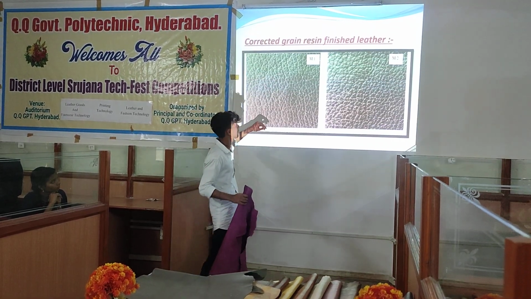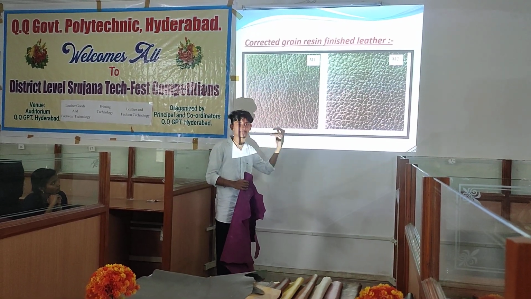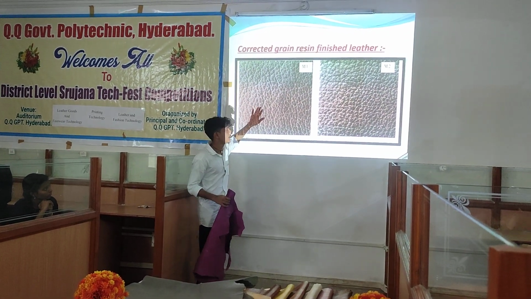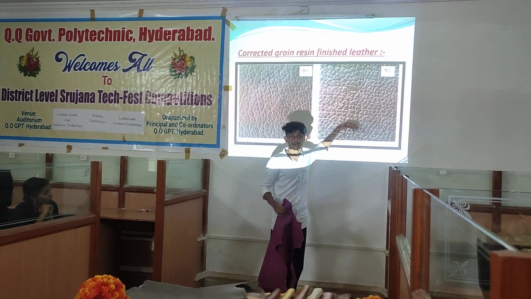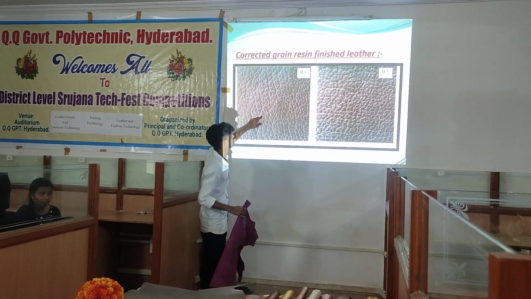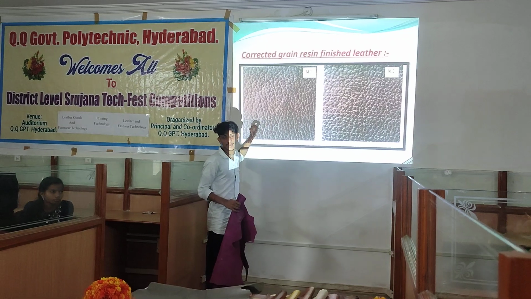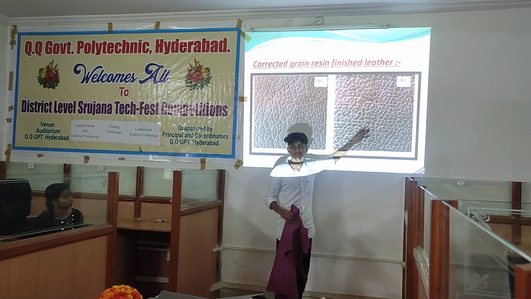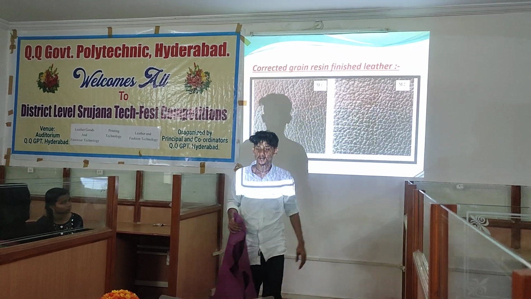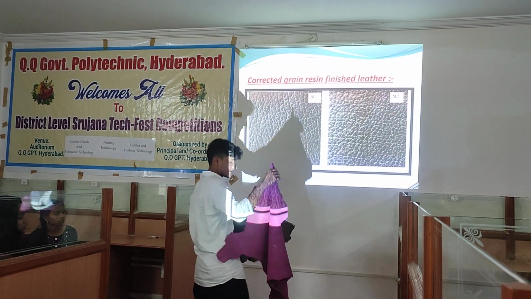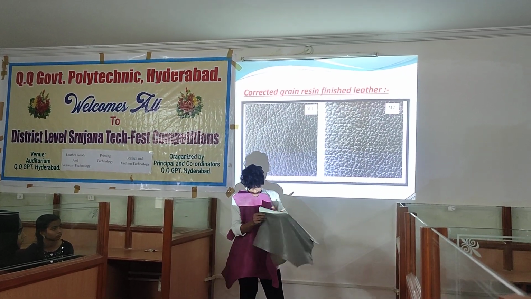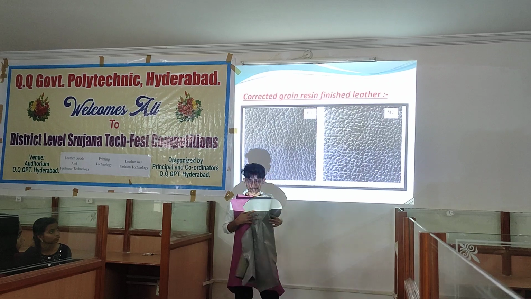Next, corrected grain. Here we can see the difference between corrected grain before and after. Here is the before image of corrected grain resin finish leather. Here we can see the corrected grain resin finish after. In the before image we can see the defects and it does not look attractive. Here no defects appear and it looks good. Here we can see the difference: this is crushed leather and this one is corrected grain resin finish.